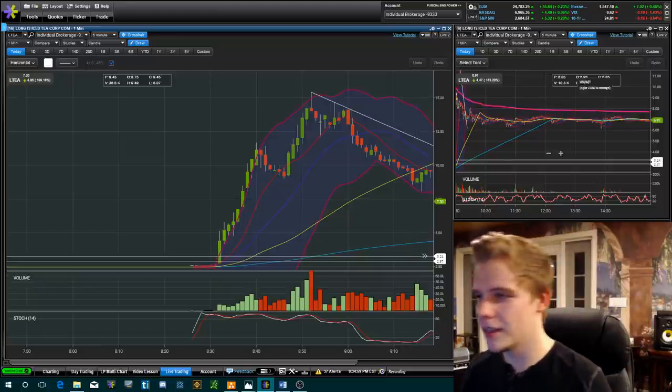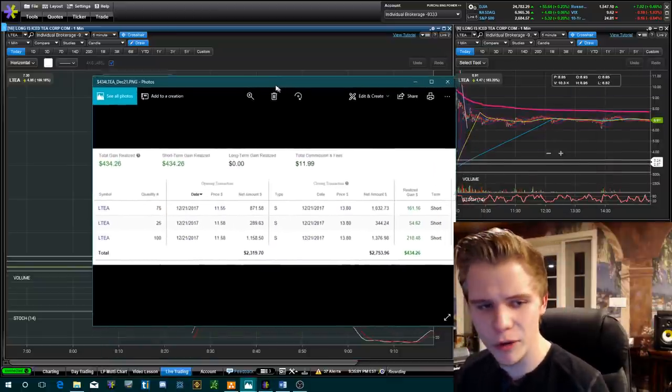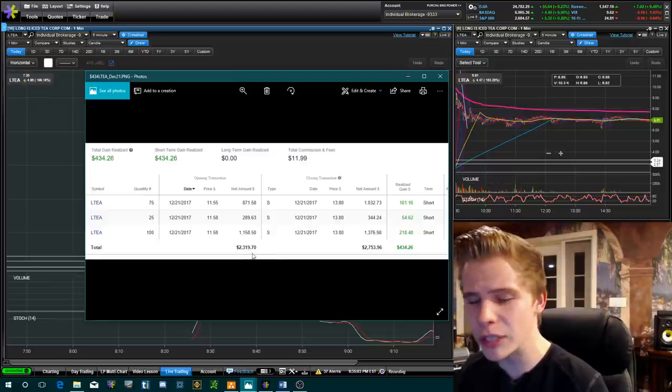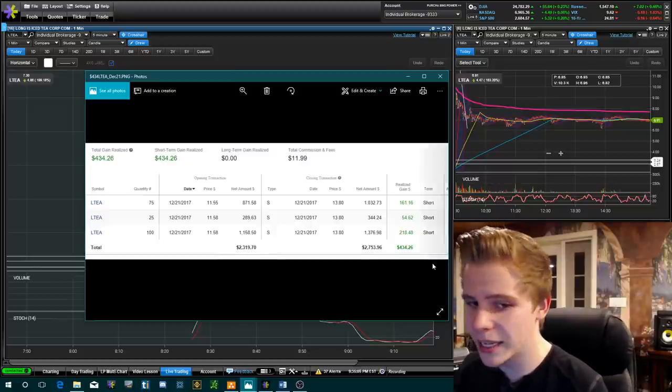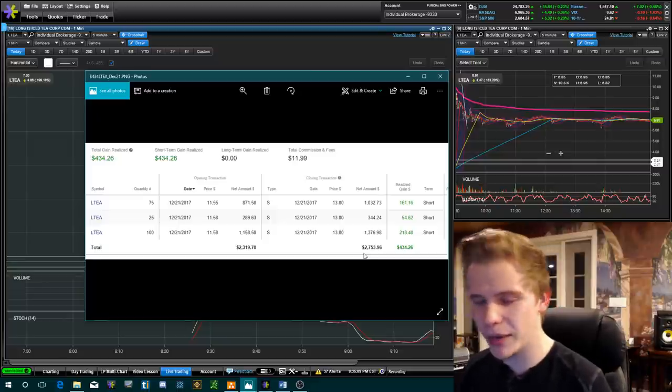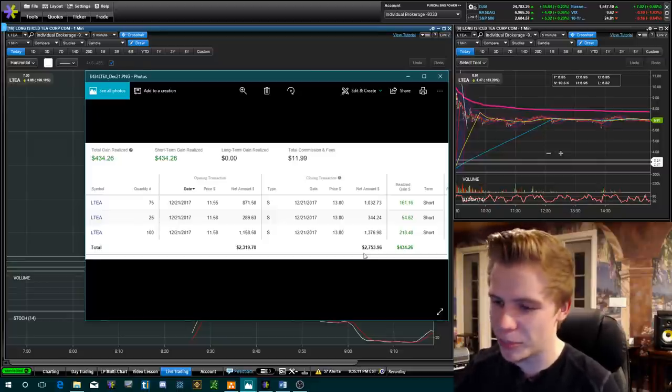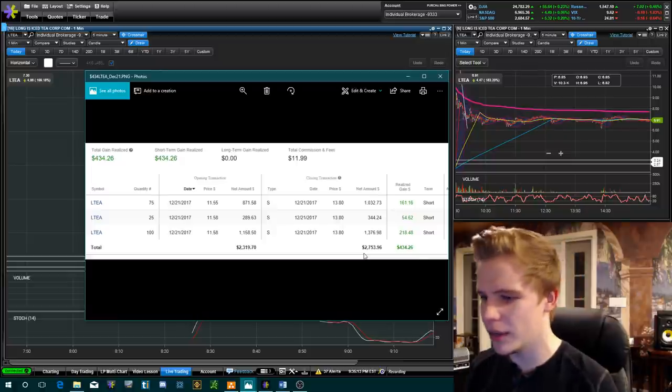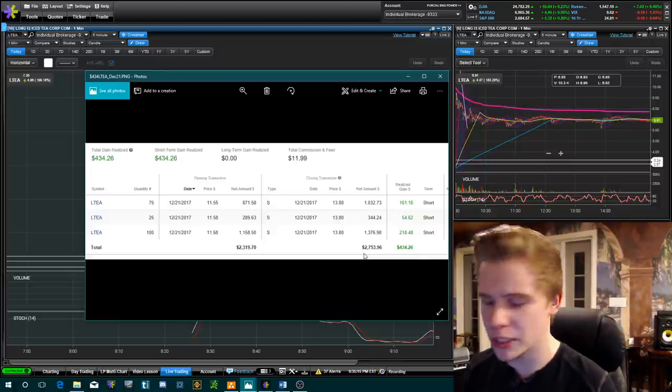But first, I'm getting too ahead of myself. Here's my profits on the day. I used only $2,300, came out with almost $2,800. So what I'm doing right now with my YouTube channel is I'm practicing trading with a small account, helping you guys learn how you can trade with a small account as well.